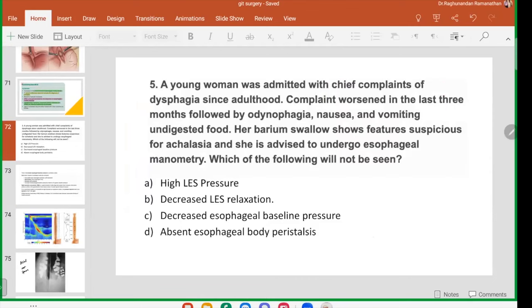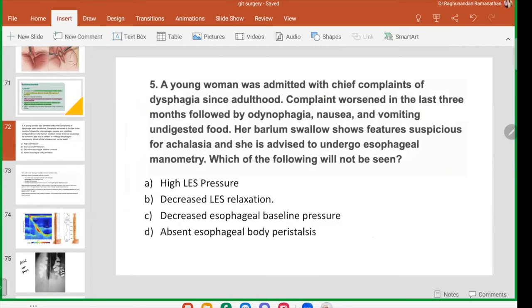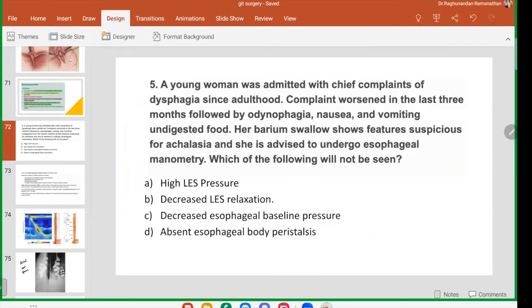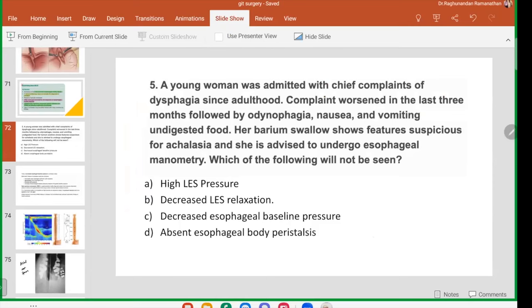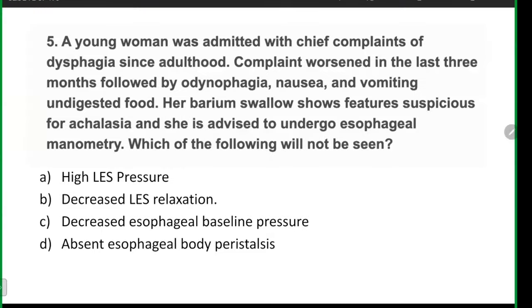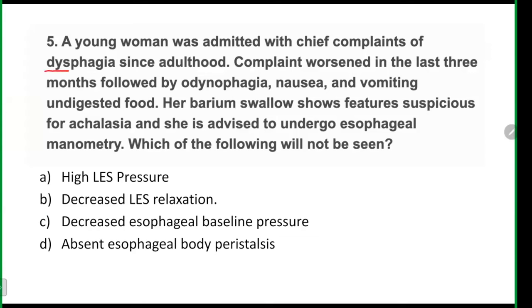So now listen to me, this question is taken from Marrow. I found this a very interesting question, that is why I took it as a slide. A young woman was admitted with chief complaints of dysphagia since adulthood. In the last 3 months, odynophagia, nausea, vomiting, undigested food. Barium swallow showed features suspicious of achalasia. She is advised to undergo esophageal manometry. Which of the following will not be seen? Even if you don't understand manometry, you can answer this question. LES pressure is high. Of course, LES pressure will be high.